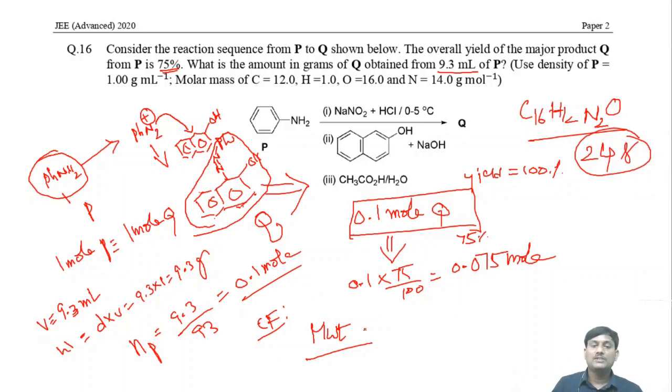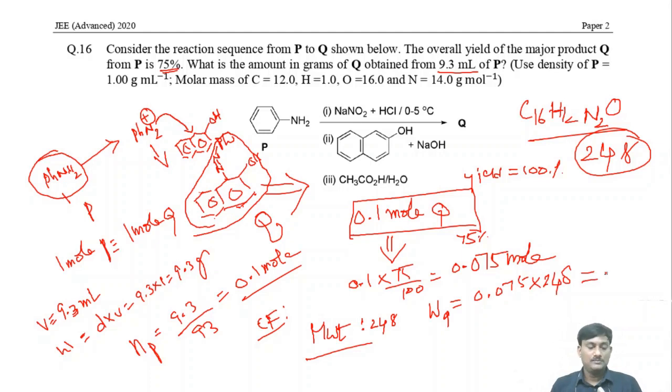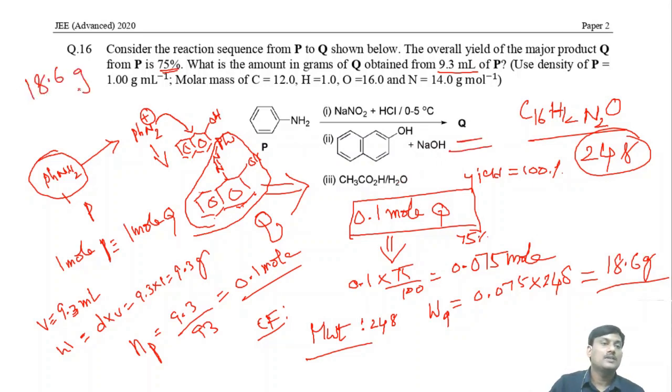So when you multiply with this one, this is the molecular weight 248. Then the amount of Q is equal to number of moles 0.075 into molecular weight 248. So what is the value you will get? You will get nearly 18.6 grams of Q. What is the answer? This one is 18.6 grams.